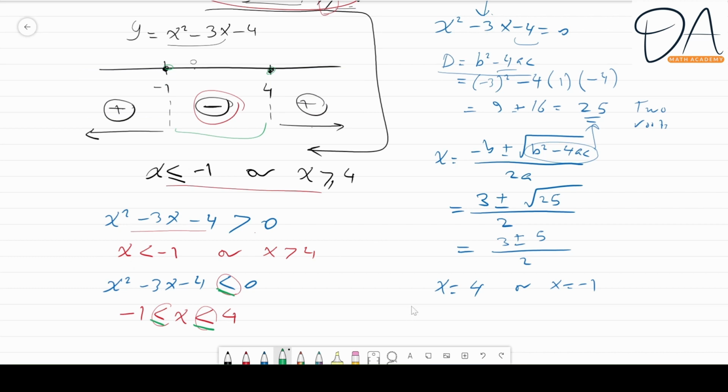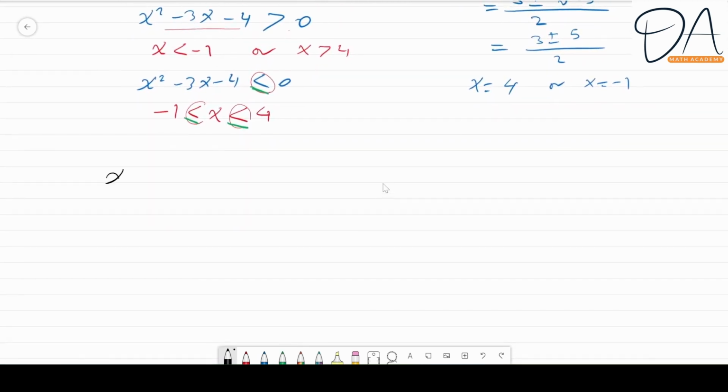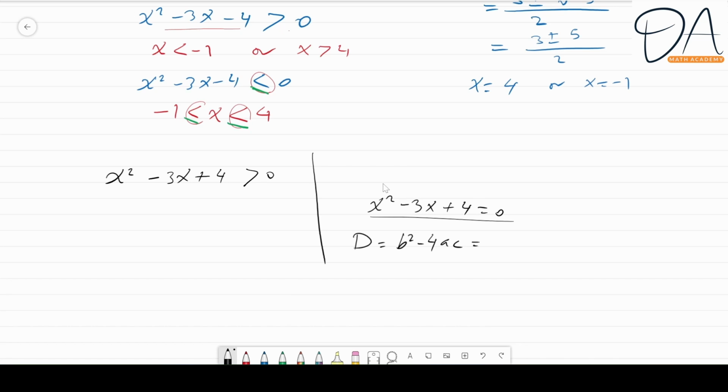Now let's look at another example. Again, we need to solve the quadratic equation. What's the purpose of solving this? To find the zeros. And once we find the zeros, then we'll be able to identify the different intervals. So first, let's calculate the discriminant to see how many roots we have. This is minus 3 squared minus 4, where a is 1 and c is 4. So this gives us 9 minus 16, or minus 7.